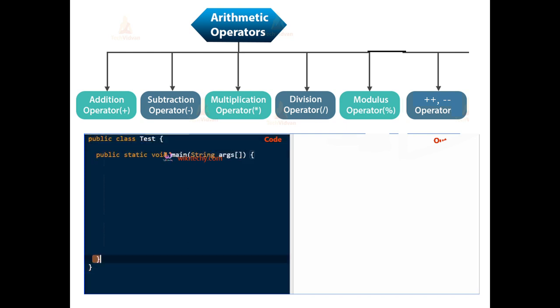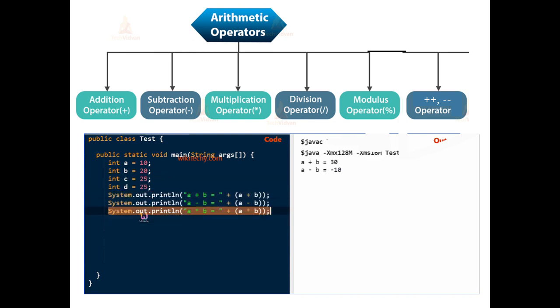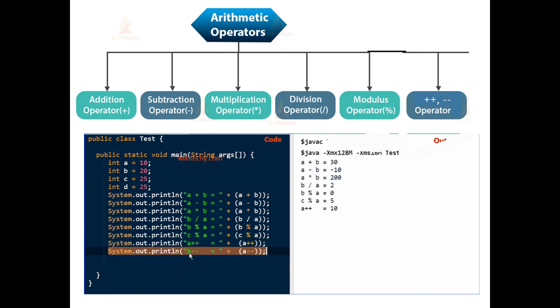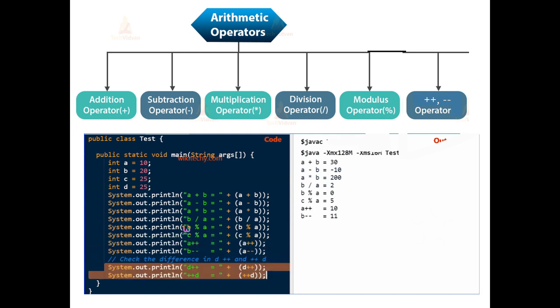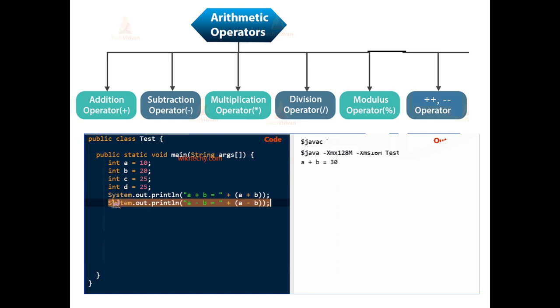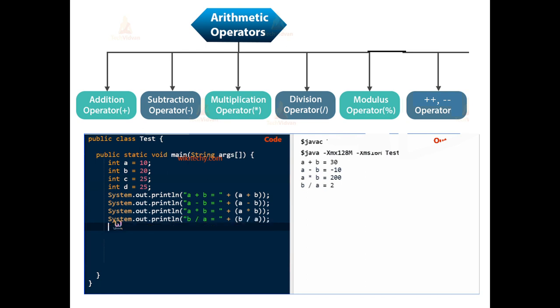First one is arithmetic operators. Arithmetic operators are addition, subtraction, multiplication, division, and modulus operator. The increment and decrement operators come under unary operators. This is an example for arithmetic operators. This program is an example. Here we are having A, B, C, D values, with addition, subtraction, multiplication, division, modulus. Here you will see the output. This is the addition output. This is the output of subtraction, multiplication, division and all.